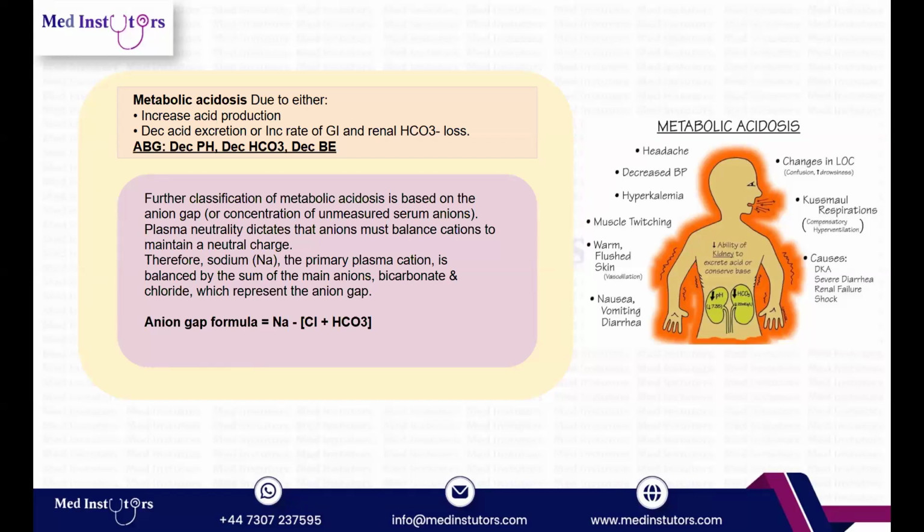So what happens in anion gap? Basically, this is the calculation of how many more cations we have in the plasma as compared to the anions. So that's why when we look at the formula of anion gap, we subtract the negatively charged chloride plus bicarb from the cations. And the value we get as a result is our actual anion gap.